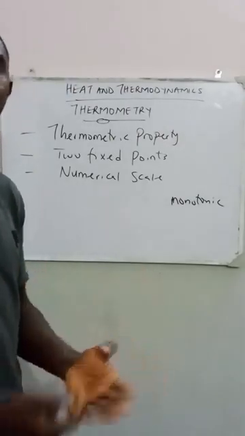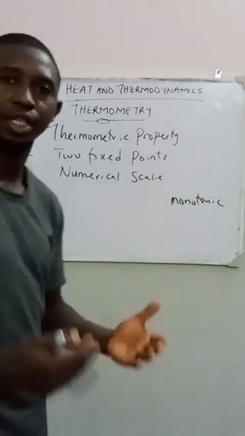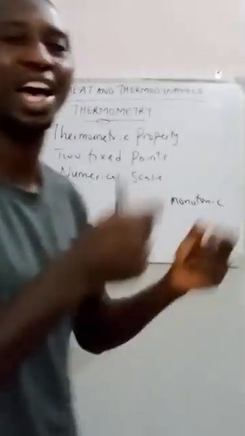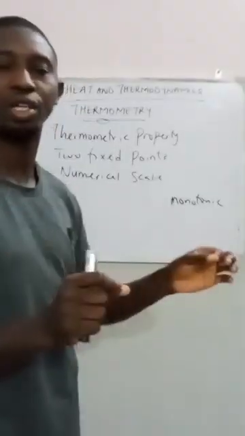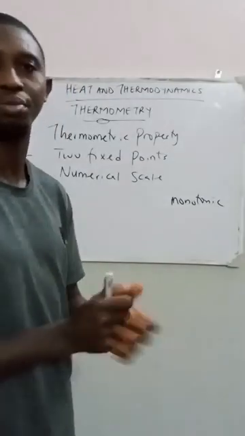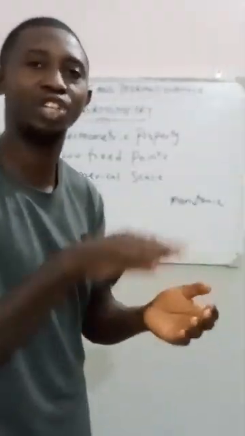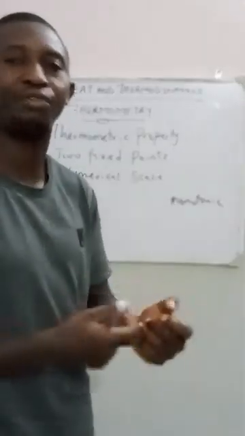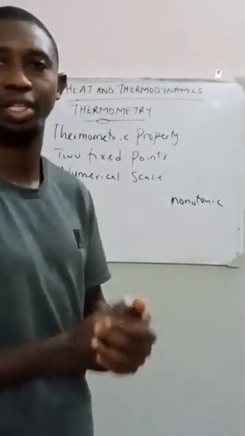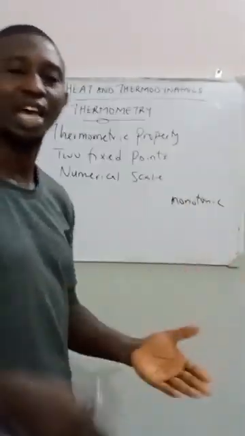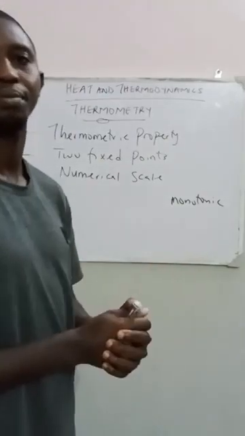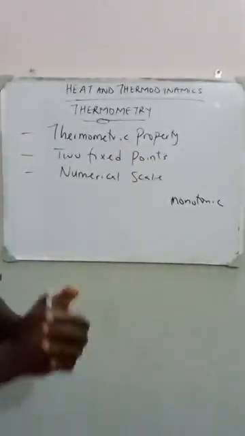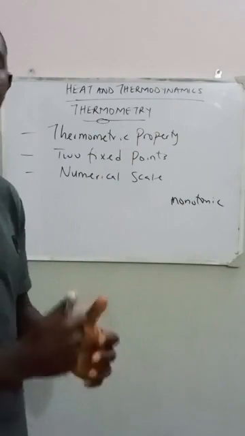And the third one here is the numerical scale. What do we mean by a numerical scale? A numerical scale is simply a readable scale that is attached to every thermometer. Without the gradation, it won't be easy for us to actually read that thermometer. So the gradation allows us to read different thermometers easily. So these are the three things upon which a scale of temperature depends.